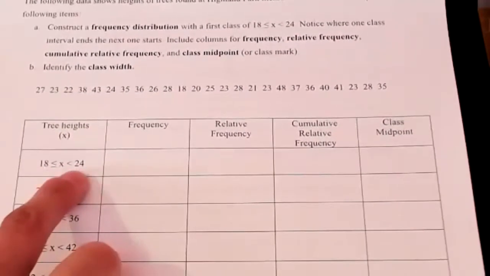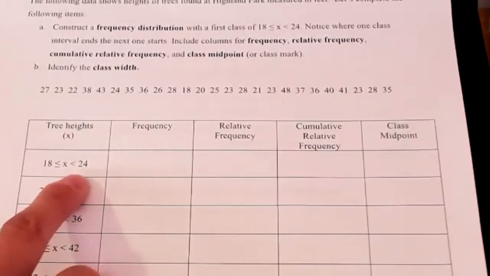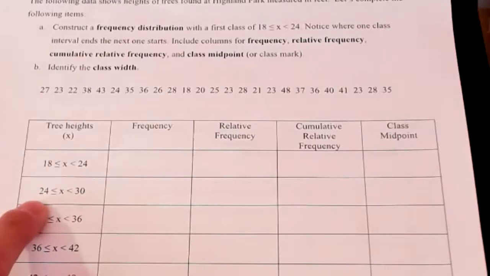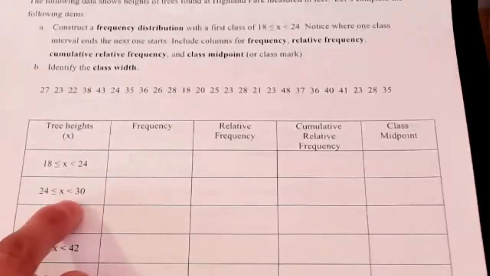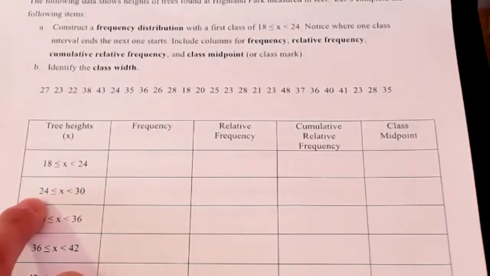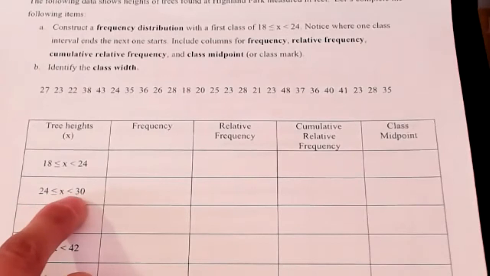Notice that this first class looks like it ends at 24, but we know that it doesn't include 24. So the next class begins at 24 inclusive. So in our second class, we have all of our tree heights from 24 up to, but not including 30. Does that make sense?